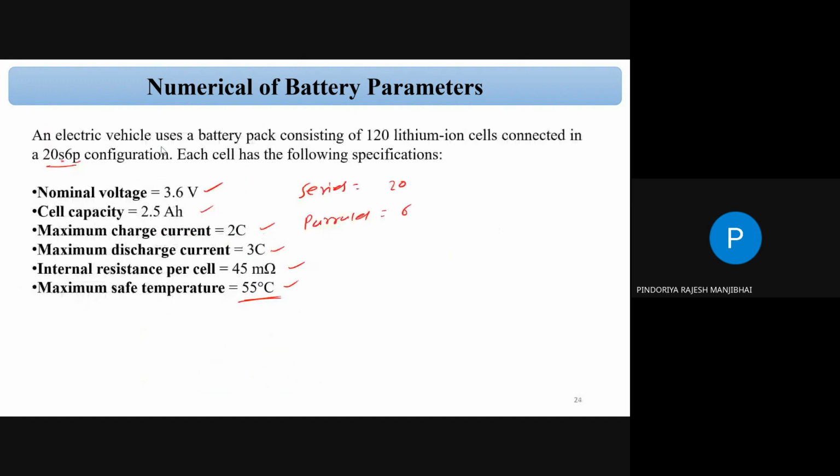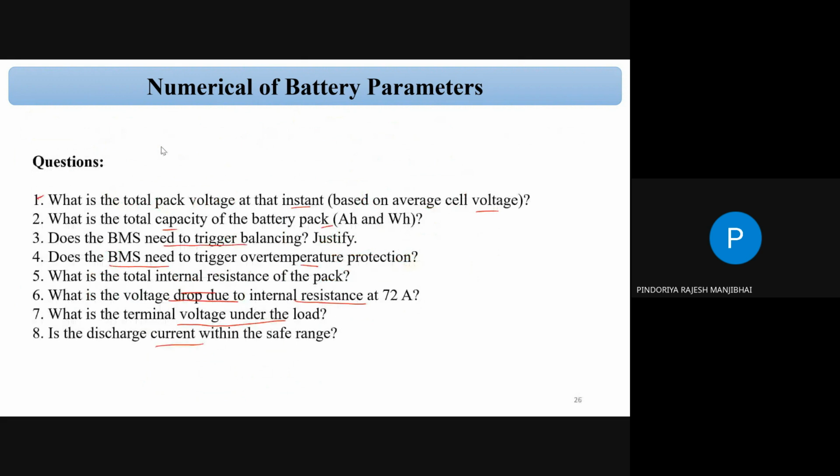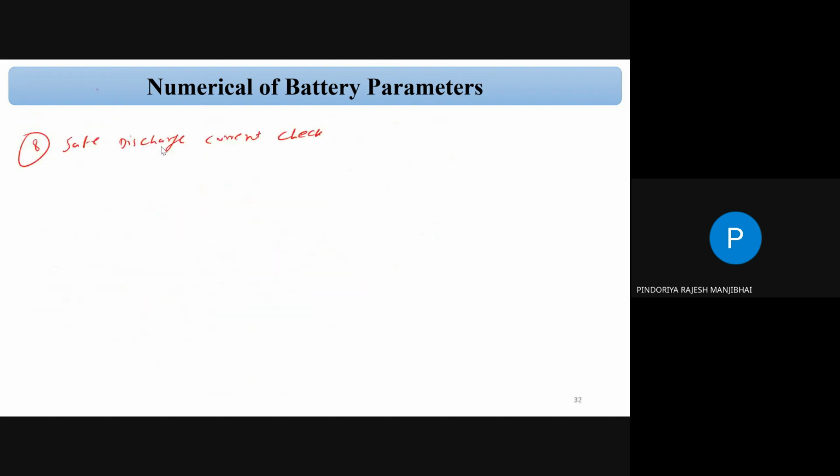Maximum charge current is 2C, and maximum discharge current is 3C. So is it safe to discharge as well as charge? So the question is, is the discharge current within the safe range? So any comments? Yes, yeah, no. So safe discharge current.